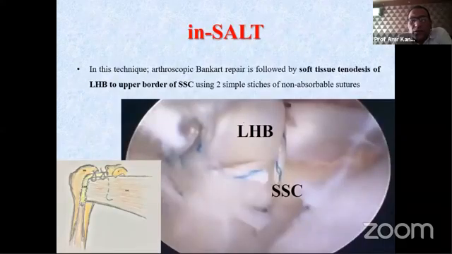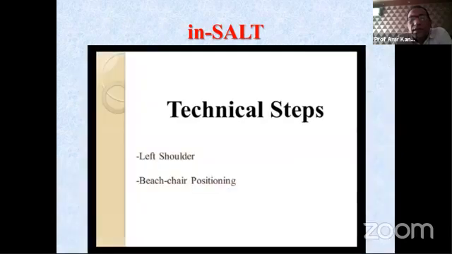In this technique, an arthroscopic Bankart repair is followed by soft tissue tenodesis of the long head of the biceps to the upper border of the subscapularis using two simple stitches of non-absorbable sutures. The next video demonstrates the technical steps of this technique. It is performed following Bankart repair according to the next technical steps.